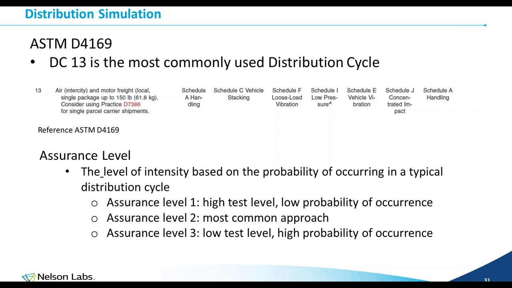The last thing that we have to determine when we do an ASTM D4169 test is the assurance levels. This is the test severity. Assurance level 1 is the highest test severity. Assurance 2 is in the middle. Assurance 3 is the lowest test severity. The most commonly used one is assurance level 2. If you have a highly sensitive device or you want an extra level of assurance, you can certainly do assurance level 1, but we hardly ever do assurance level 3 on any kind of a sterilized product.